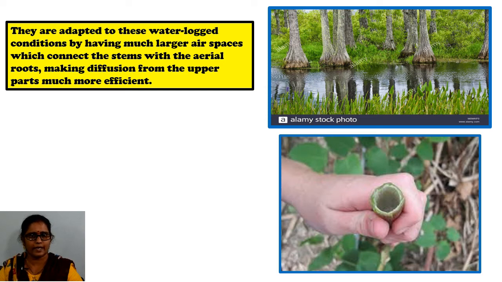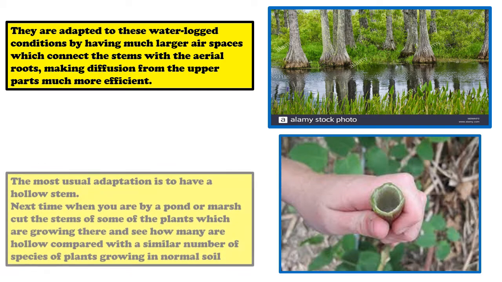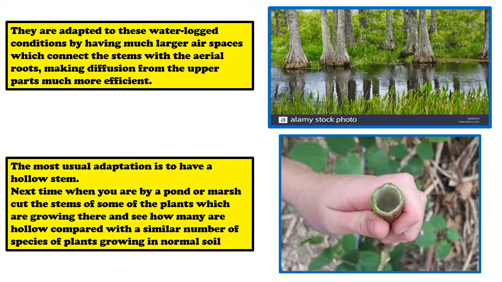Now observe the second picture children. What is this? This is the most unusual adaptation. See that this plant has a hollow stem. It's empty inside. So next time when you are by a pond or a marsh, cut the stem of some of the plants which are growing there, and you can see how many of them are hollow compared with a similar number of aerial plants.